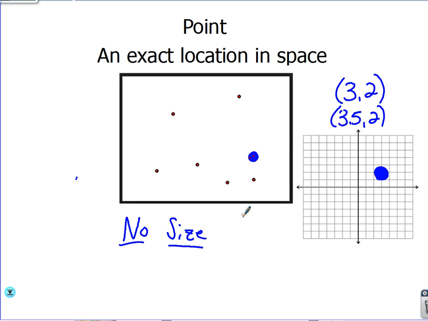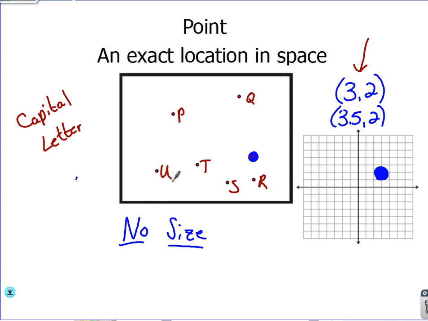Sometimes, again, when we're talking about Cartesian coordinate systems, we label points with what's called an ordered pair. And the last thing we're going to talk about points is how we name them. Well, that's not how you spell it. We name points with a capital letter. We can call it point P, point Q, point R, point S, point T, capital letters. That's how we name points.